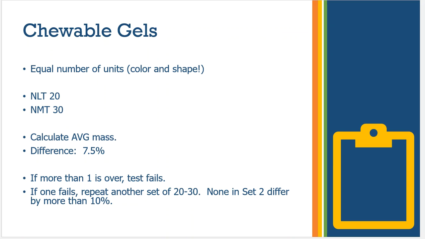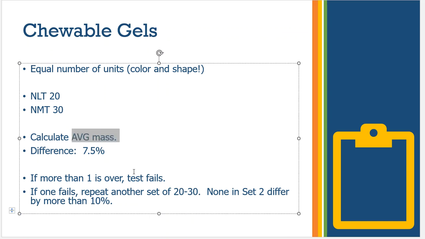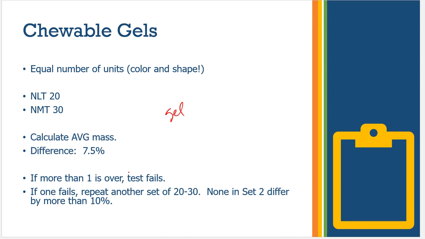You put them onto a balance, you weigh them individually just like before, you calculate an average just like before, and you want to make sure that the difference between your chewable gel and the average, you take the absolute value of, divide it by the average, just like you did before, multiply by 100, just like you did before.